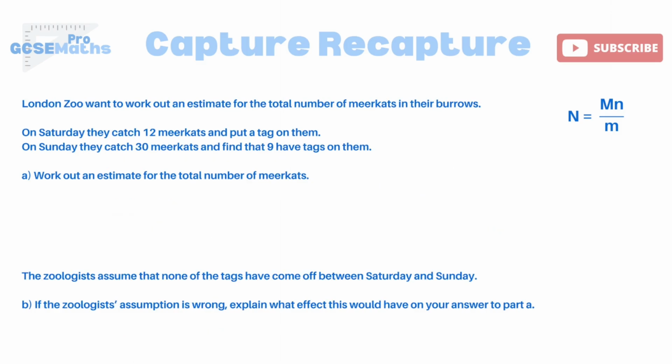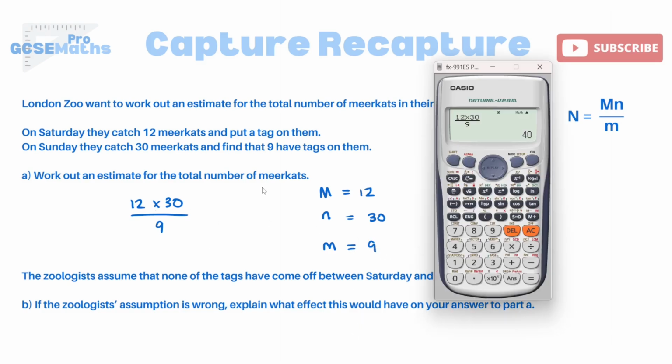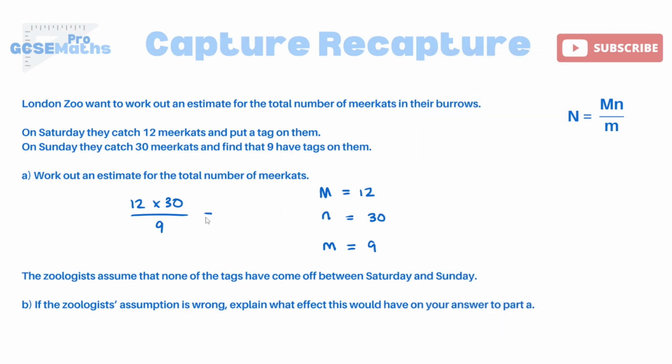Okay, so our final question, we've got London Zoo want to work out an estimate for the total number of meerkats in their burrows. On Saturday, they catch 12 meerkats and put a tag on them. On Sunday, they catch 30 meerkats and find that 9 have tags on them. Work out an estimate for the total number of meerkats. So quite repetitive at this point, isn't it? We know it's going to be 12 multiplied by 30 over 9, and that's because our uppercase M is 12, the first number. The lowercase n is 30, the second number, and the lowercase m is 9. And if you sub it in, that's what we get. So our estimate here is then 40.